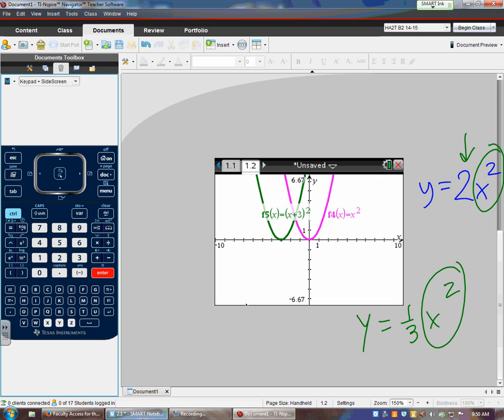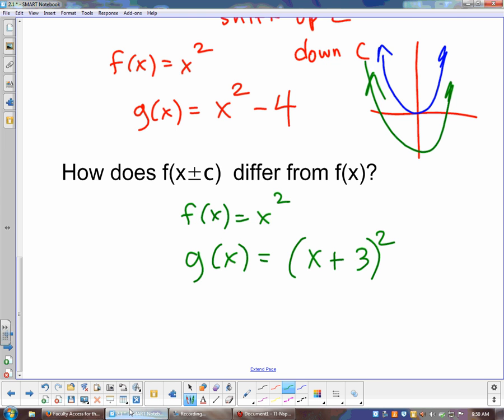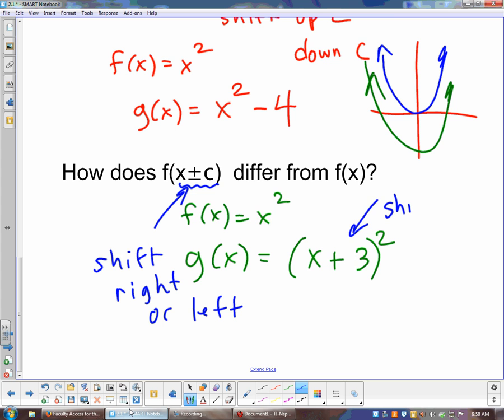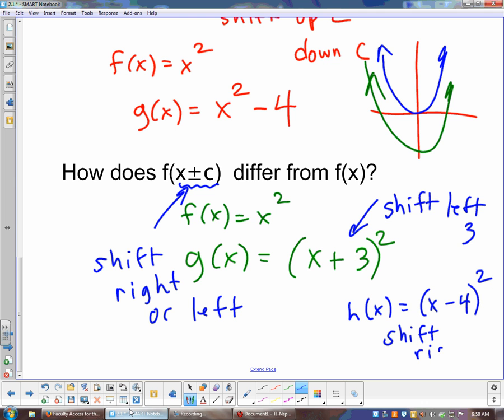All right, so back in our notes, we're going to say if you have an x plus c or an x minus c before you plug it into the function itself, then that is going to give you a shift right or left. Agreed? This one was a shift left 3 units. If I have h of x equaling x minus 4 quantity squared, that would be a shift what? Shift right 4 units. Are we okay with this? All right.